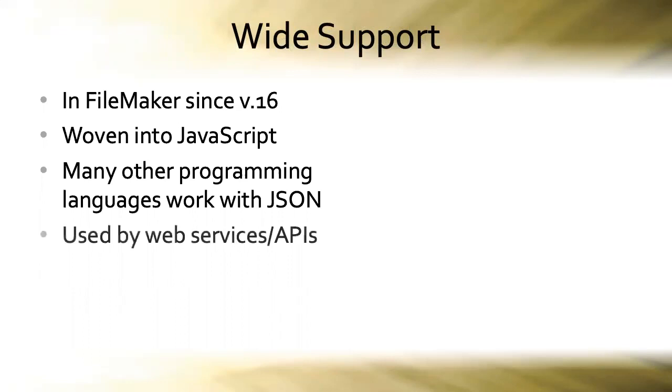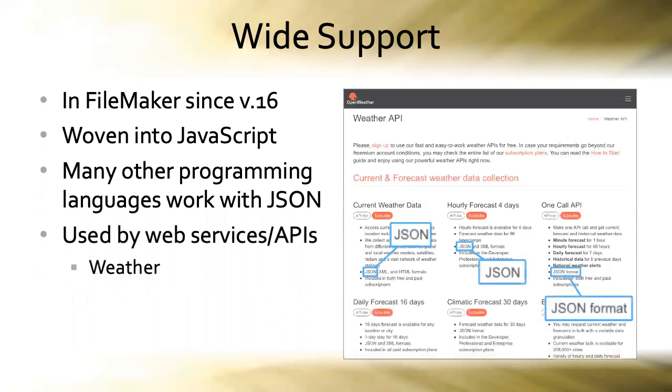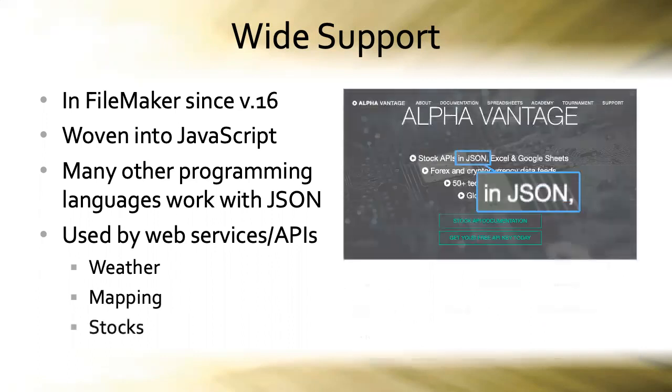Most importantly, it's used as one of the data interchange formats by countless web services and APIs, application programming interfaces, that we can tap into and query for data. For example, these weather APIs pass back weather data in the JSON format. Many mapping APIs like Google Maps use JSON. These stock market APIs pass back their data in the JSON format. In fact, most REST APIs do. Therefore, if you can read and write data in JSON format, it opens many new possibilities.